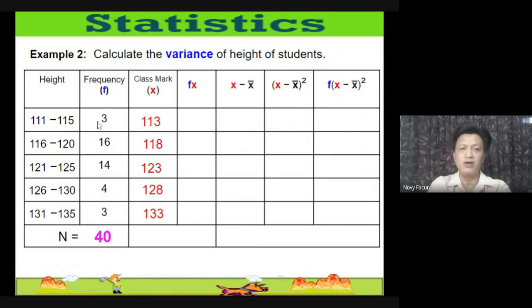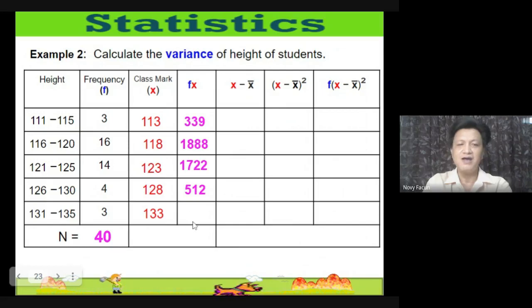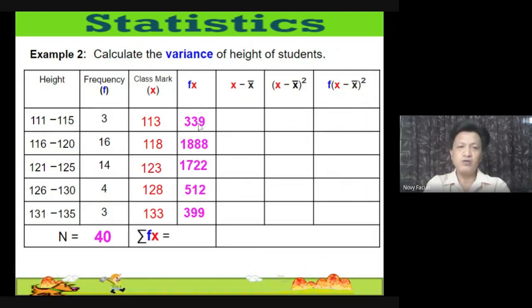Kapag nakompleto na natin yan, we can now get the fx, yun yung product ng frequency at yung class mark. Multiply lang natin to. 3 times 113, that is equal to 339. 16 times 118, kaya that is equal to 1,888. Then 14 times 123, that is 1,722. Then 4 times 128, that is equal to 512. Then 3 times 133, that is equal to 399. Kapag nakompleto na natin yan, we can now get the sum or the total or the summation. We have to add 339 plus 1,888 plus 1,722 plus 512 plus 399. The total now, or the summation, is 4,860.